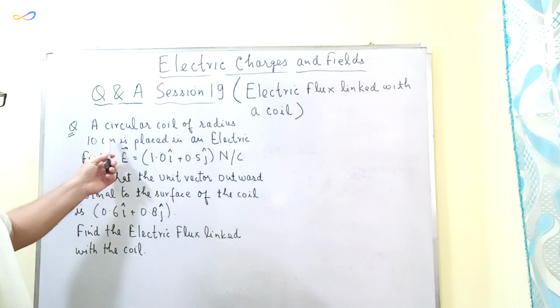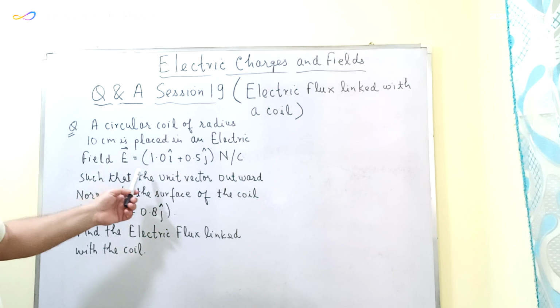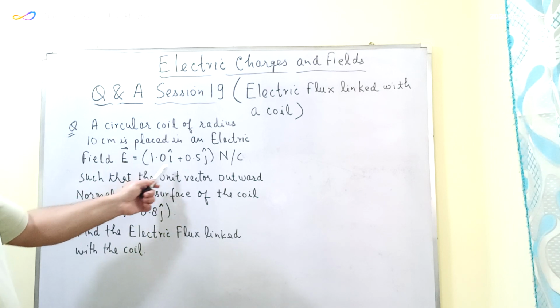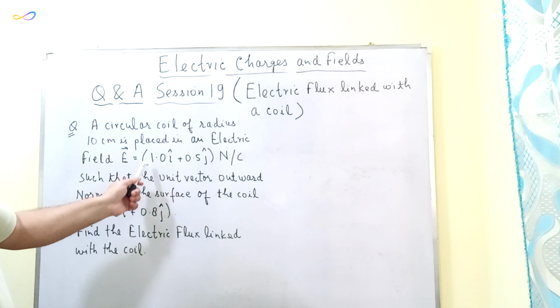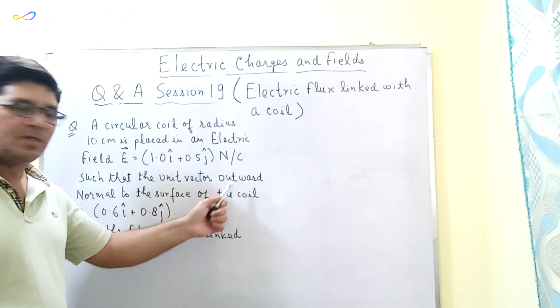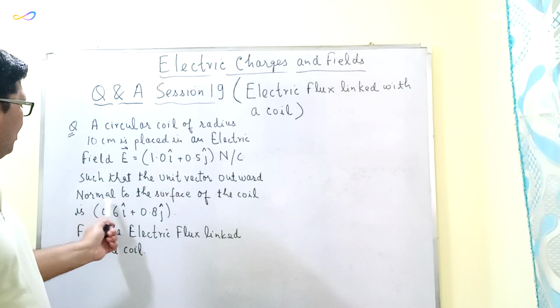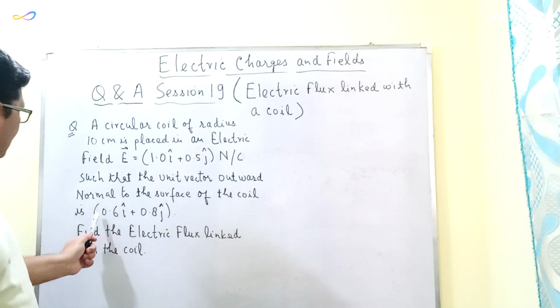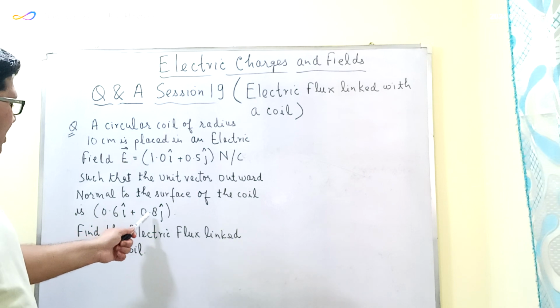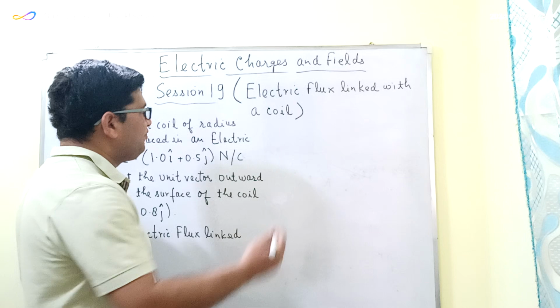The question here is: a circular coil of radius 10 centimeter is placed in an electric field given by E is equal to 1 i cap plus 0.5 j cap Newton per coulomb, such that the unit vector which is outward normal to the surface of the coil is 0.6 i cap plus 0.8 j cap. So we have to find the electric flux which is linked with the coil.